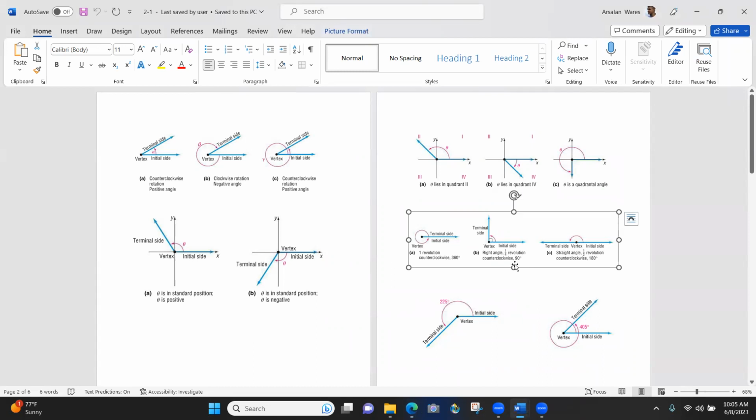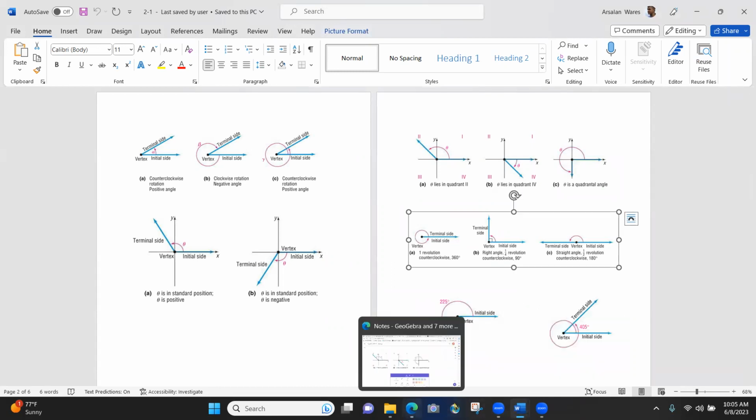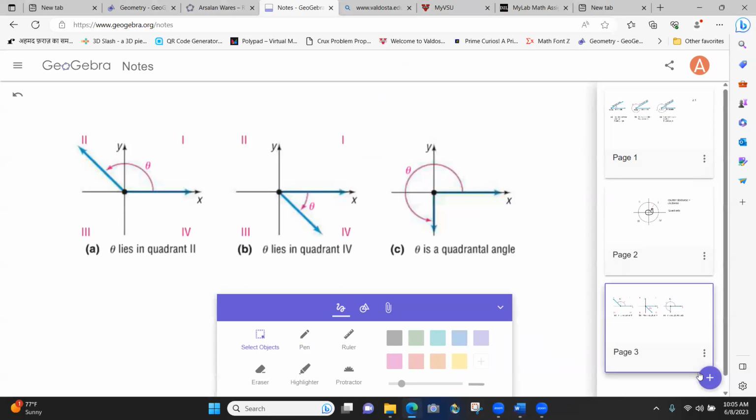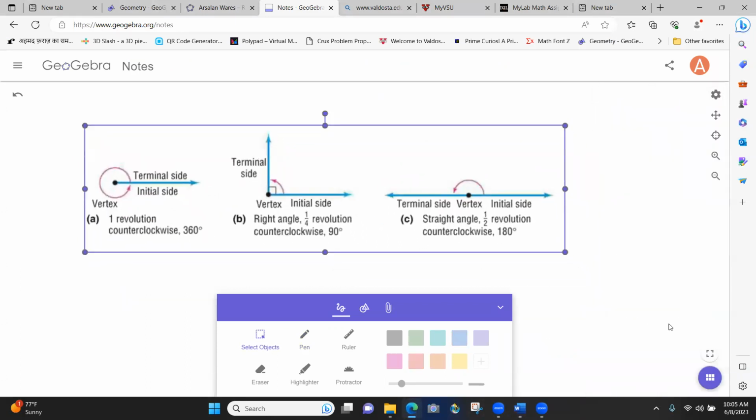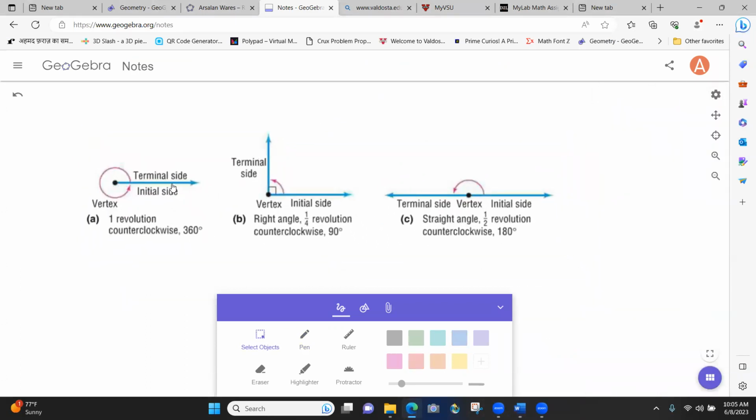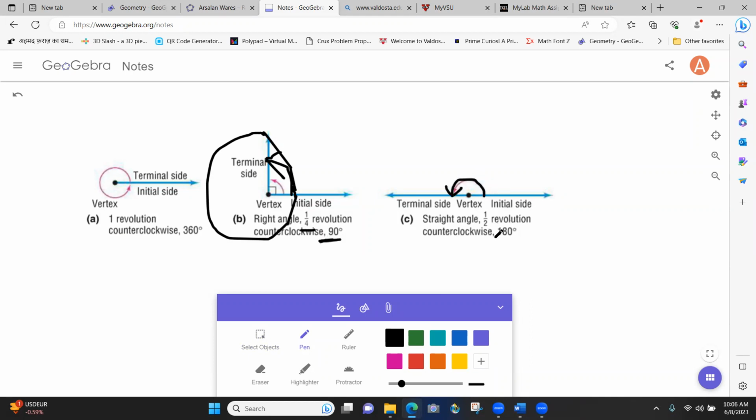This is important. Guys, you want to understand this, and you're going to see it over and over again. So when you start with the terminal side, you can go one full revolution. That's a full circle, that's 360 degrees. You can go a quarter revolution. The whole thing would be one full circle, you went only a quarter, it's 90 degrees. And what's a half revolution? From here to here, that's a half revolution or 180.